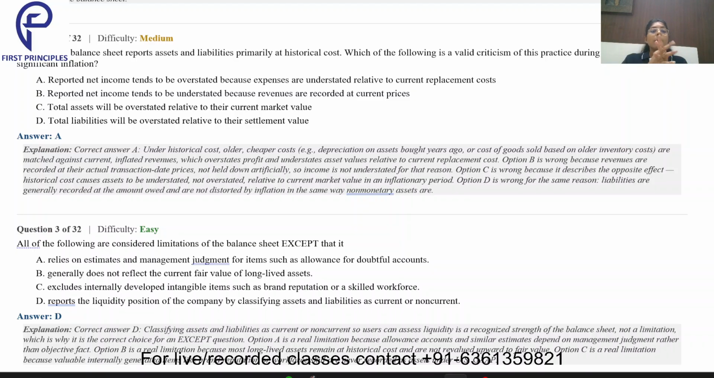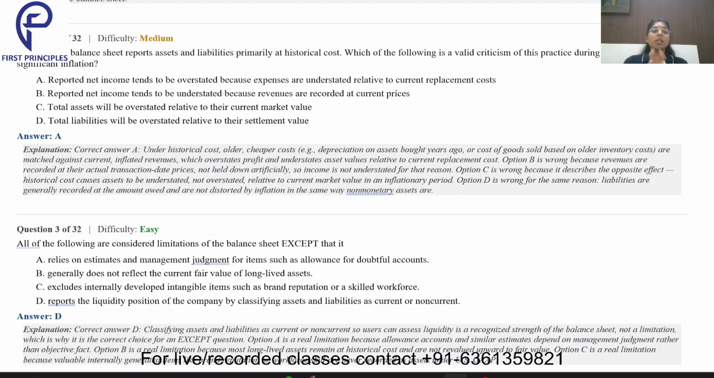What does that mean? Revenues are recorded at the price on the day the revenue was recorded, which is the current price, that means its actual price. So there is no scope of recording the net income on the lower side or on the higher side. That means net income will be fine. So option B is not the correct answer.